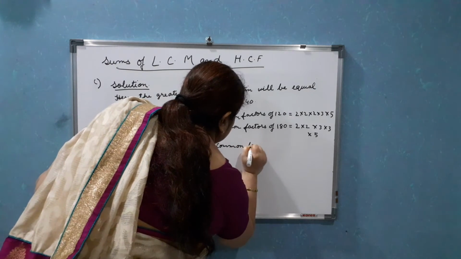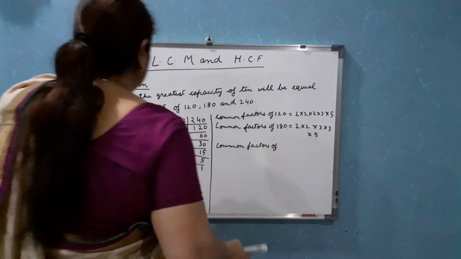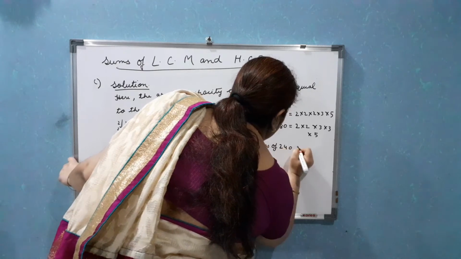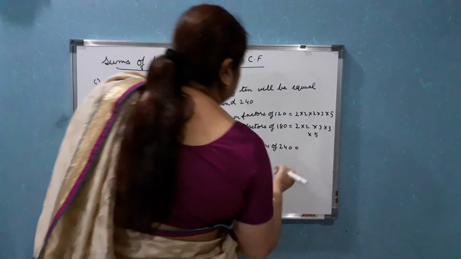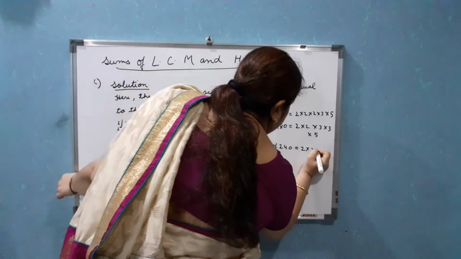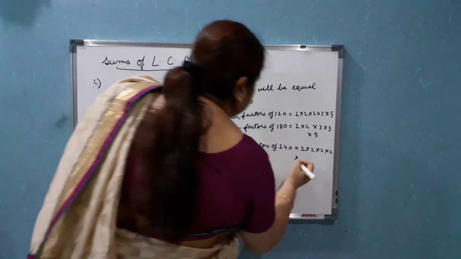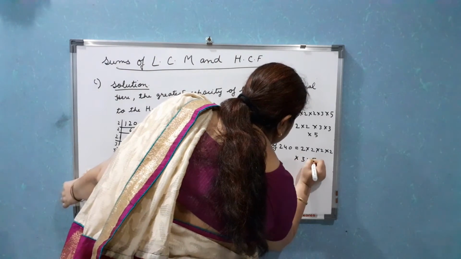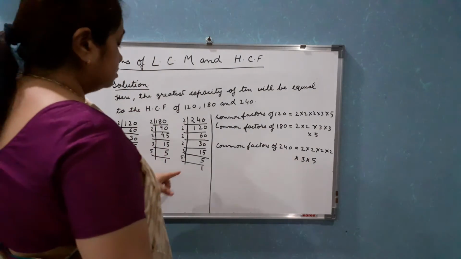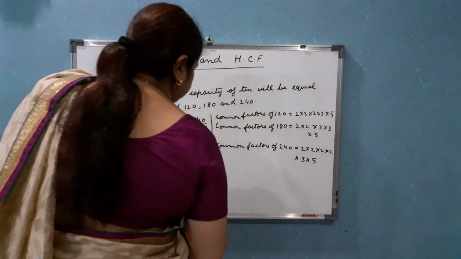Common factors of 240 equal to 2 into 2, then 4 2s are there, then into 3 into 5. Okay, now look here, you have to find the HCF.